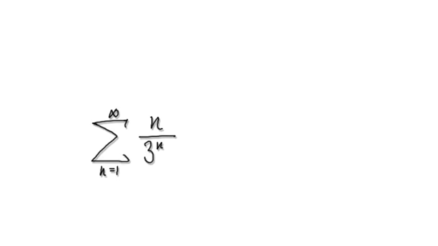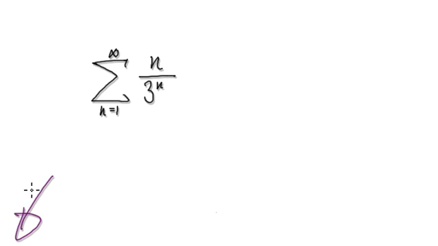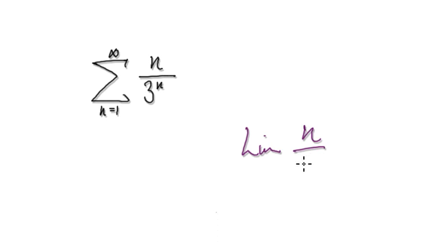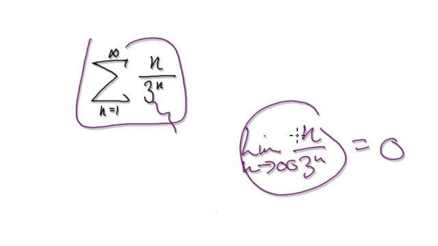Okay, let's give you guys some more practice. Determine if this series will converge or if it will diverge. Press pause and have a go. Okay, so to do this, normally you would consider the nth term test. So you would consider this limit of n over 3^n as n heads towards infinity. In order for this to converge, this limit has to be zero.